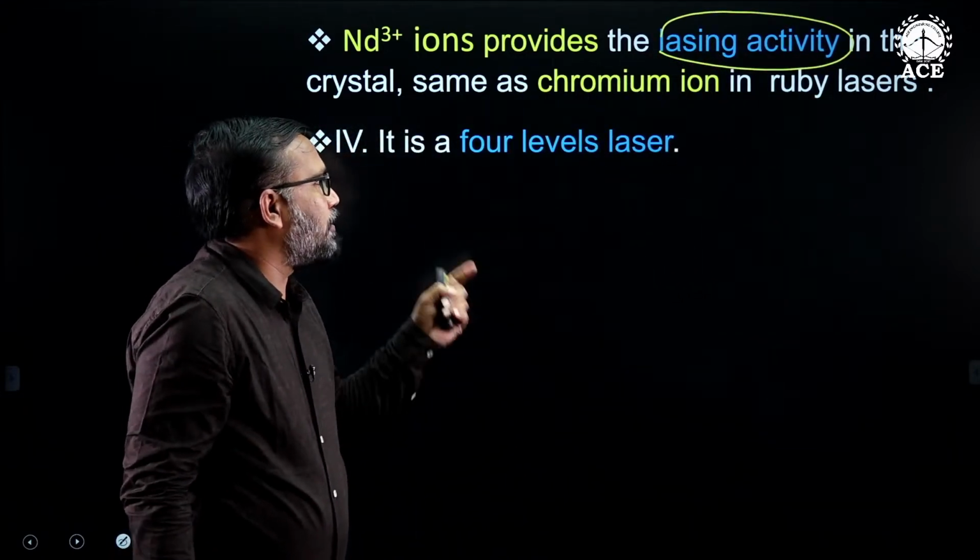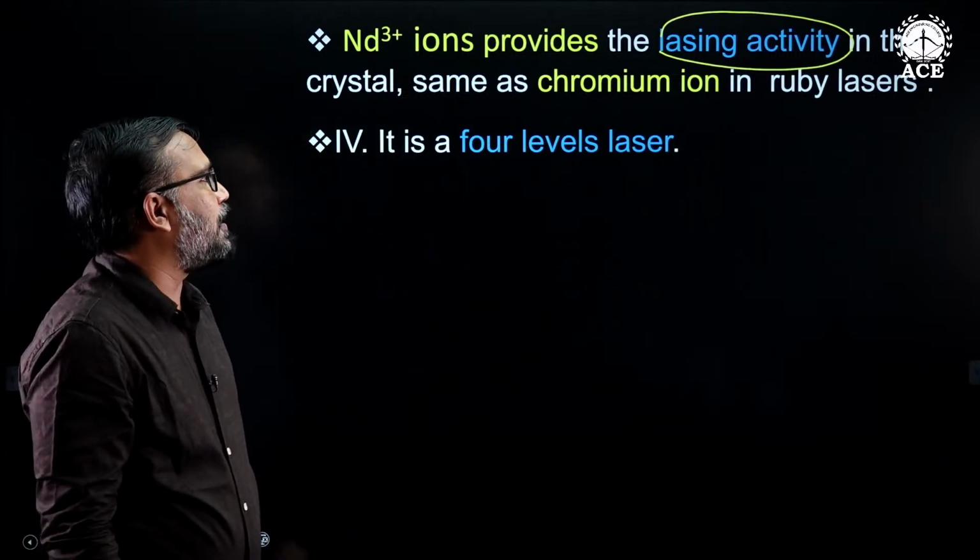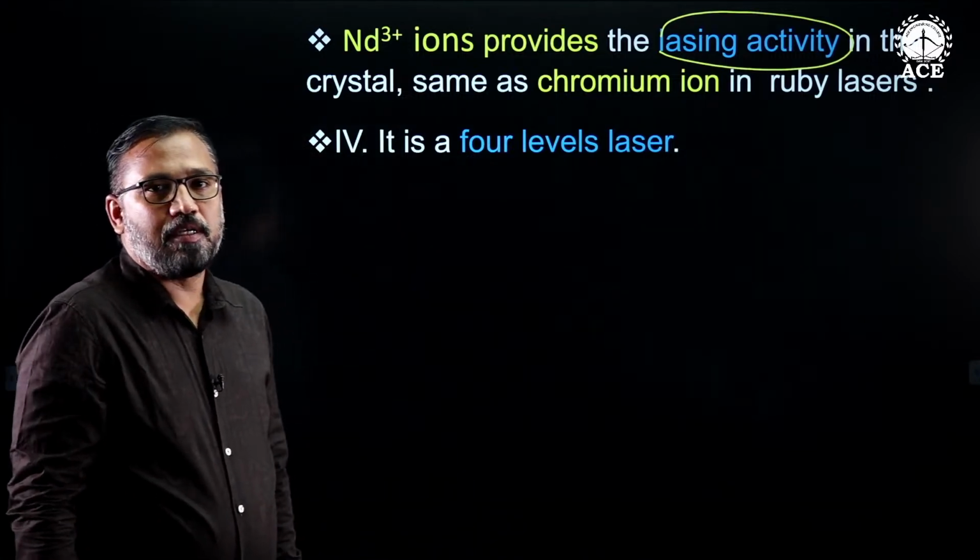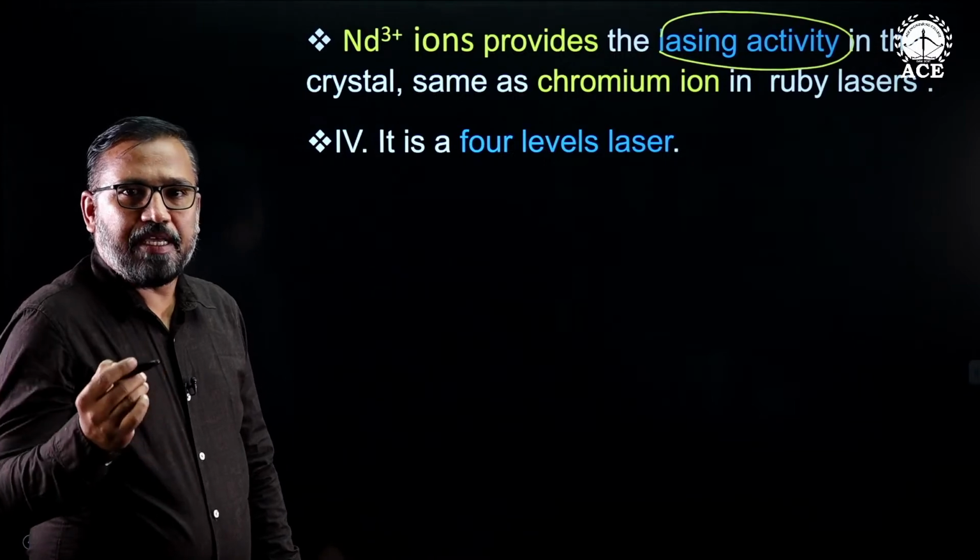It is the same as chromium ions in the ruby laser. It is a 4-level laser. Now I am going to construct the NdYAG laser.